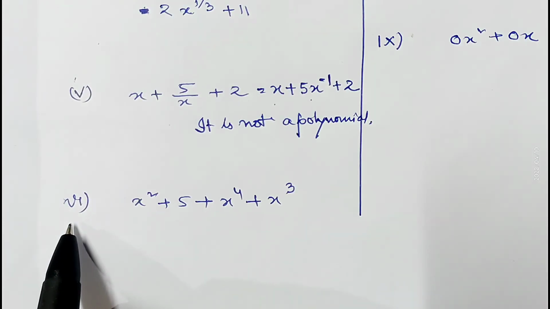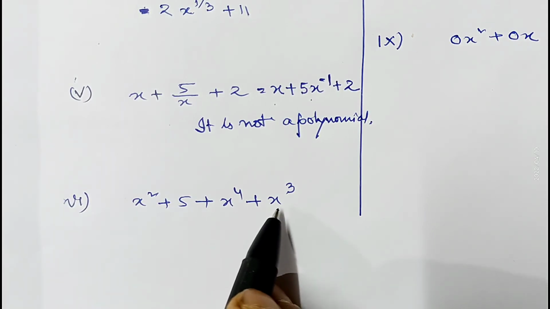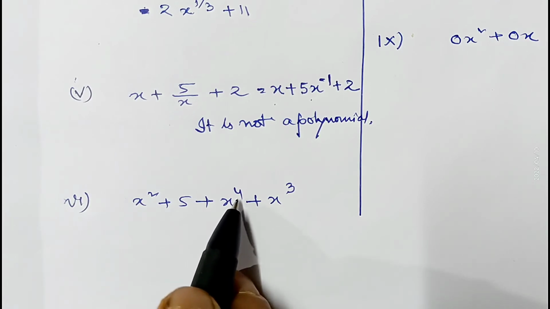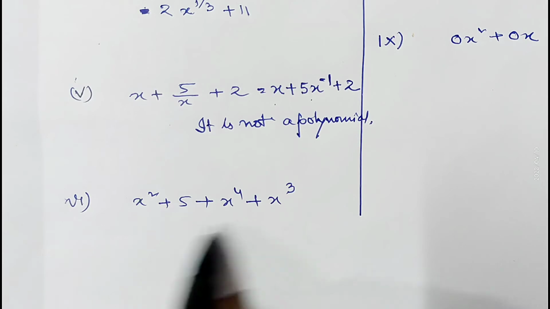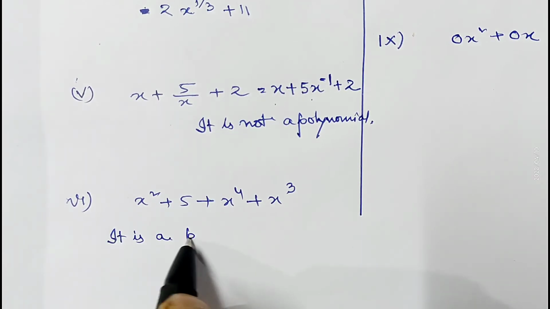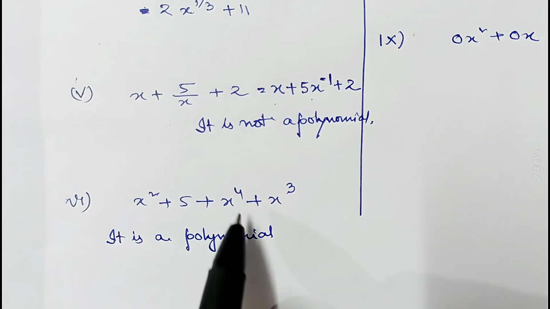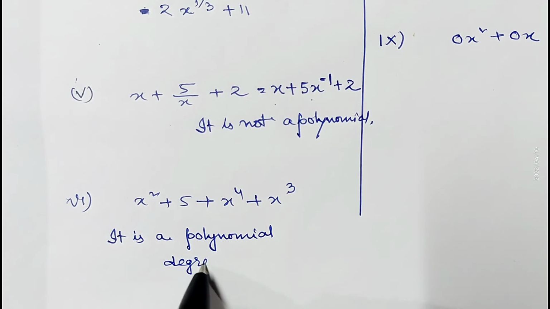In the sixth case, it is given x square plus 5 plus x to the power 4 plus x to the power 3. Here the powers of x are 4, 3, 2. Since all these are whole numbers, it is a polynomial. So we can write it is a polynomial. And here the maximum power of the variable is 4. Therefore degree equals 4.